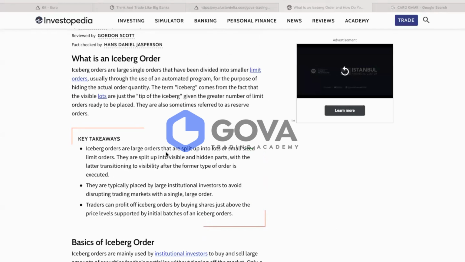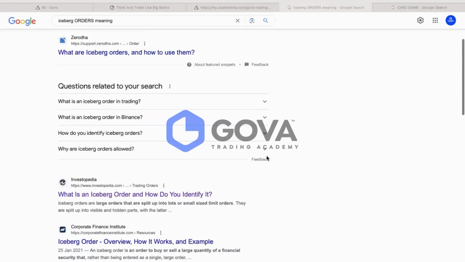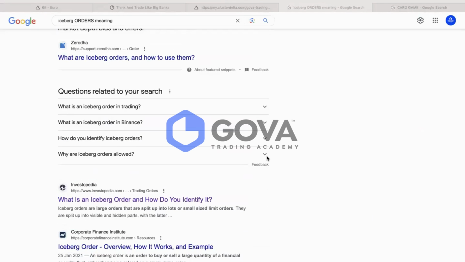Look at it here. It says iceberg orders are large orders that are split up into smaller sized limit orders. They are split up into smaller visible and hidden parts. The reason why they are splitting it is because I've told you the reason, guys. It's because they are trying to hide the details of their transaction. They don't want retail traders to see the details of their transaction, okay?